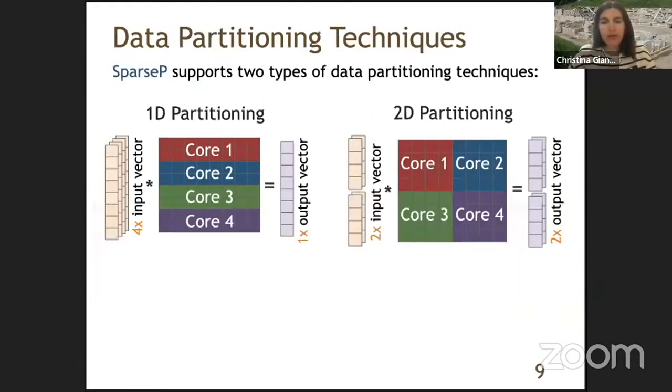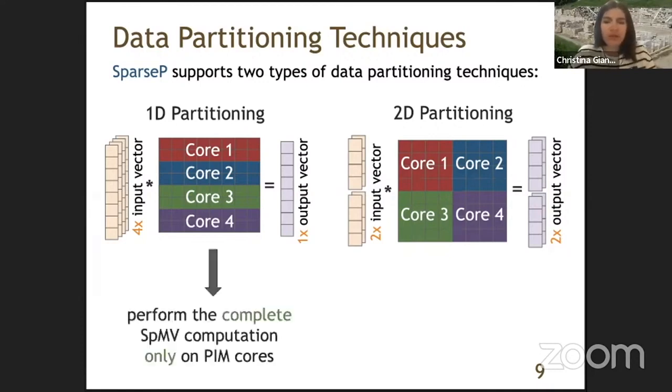To parallelize the SpMV kernel, SparseP supports two general types of data partitioning techniques. First, we provide a 1D partitioning technique where the matrix is horizontally partitioned across PIM cores and the whole input vector is copied into each DRAM bank of each PIM core. And second, we provide a 2D partitioning technique where the matrix is partitioned in 2D tiles. The number of tiles is equal to the number of PIM cores used.